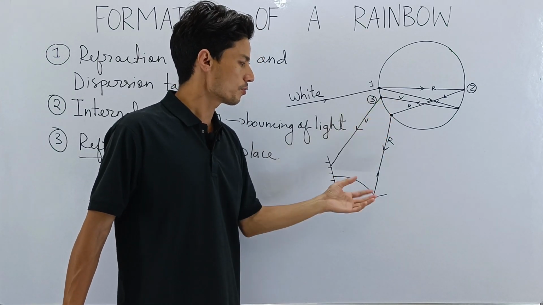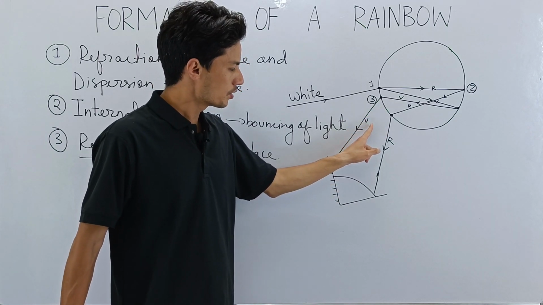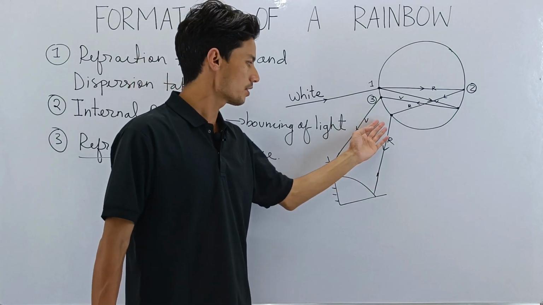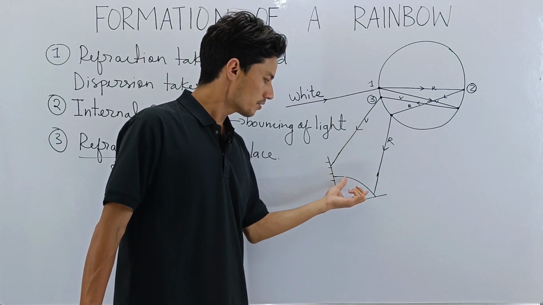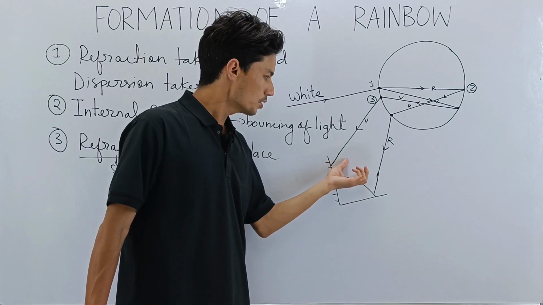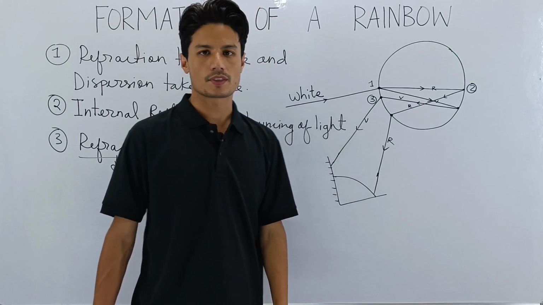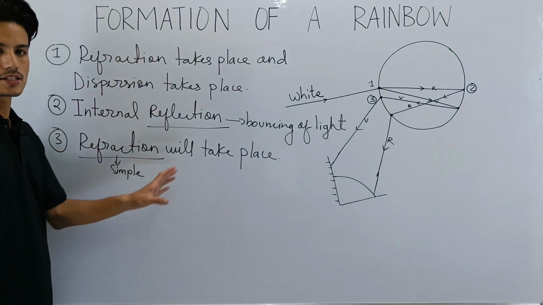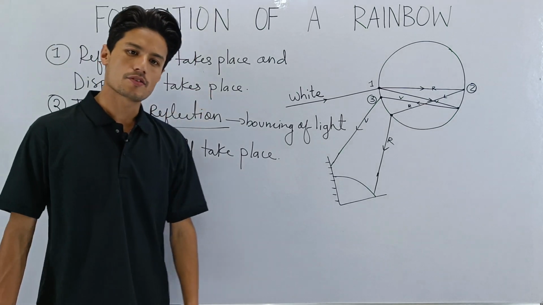out of the raindrop. All the colors will be here: violet, indigo, blue, green, yellow, orange, red, like that. That's how the colors come out. And if this finds its way to your eye, you will see the rainbow, and that's how we see a rainbow. So this is the science behind the formation of a rainbow.